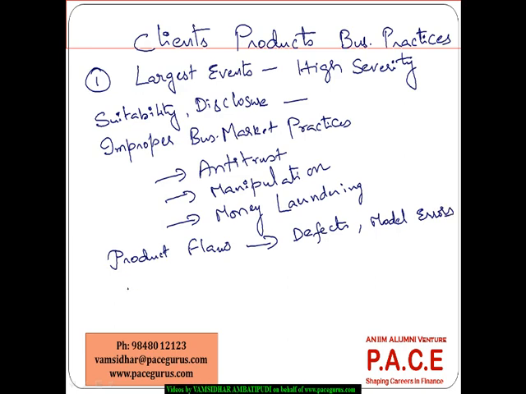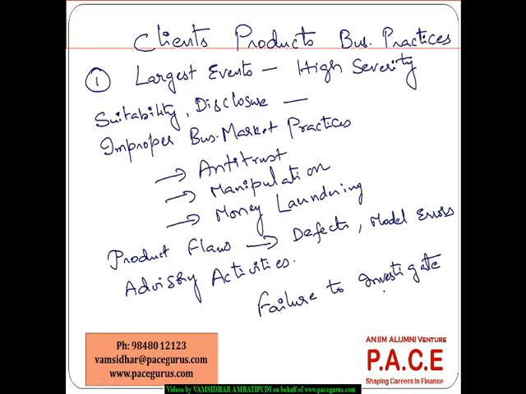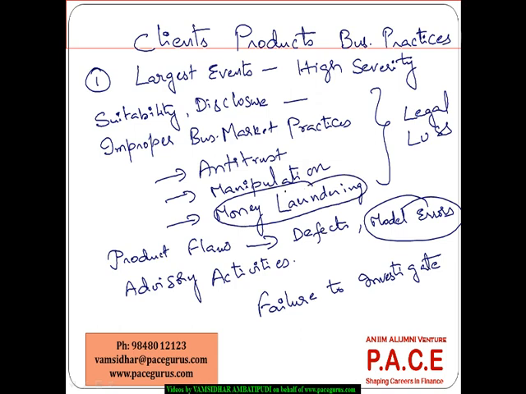Or we could even talk about advisory activities, disputes over the performance of the advisory activities, or even failure to investigate. Any investigation you initiated as per the guidelines, if there is a failure to investigate, all these things come under the client's products business practices. One of the largest and highly severe events comes under this, because there is a lot associated with legal losses here. Improper business practices, suitability, disclosure. There is a heavy number of legal losses coming in. So it could go right from the model error kind of category to money laundering kind of categories, which have a very heavy impact on the reputation of the firm as well.